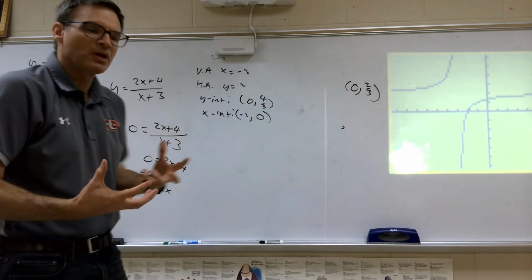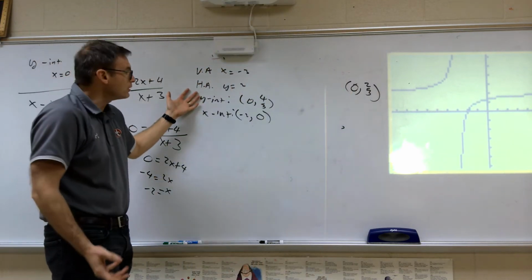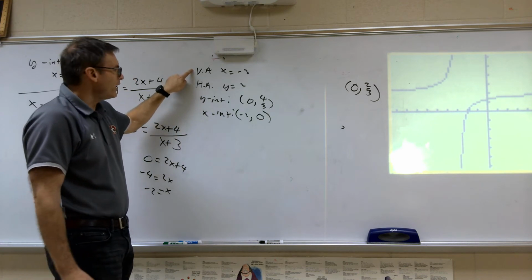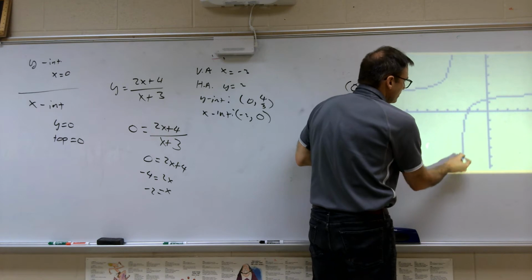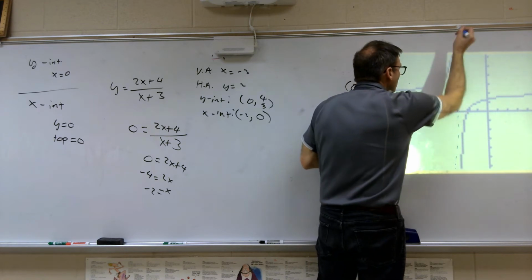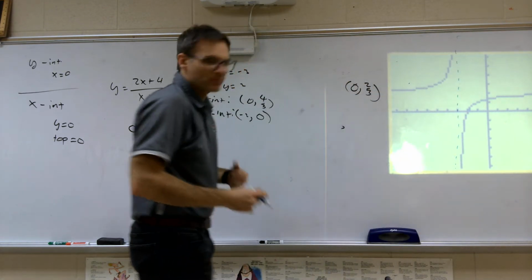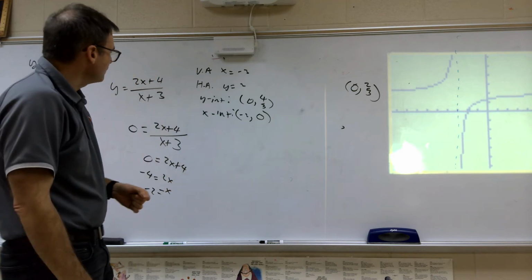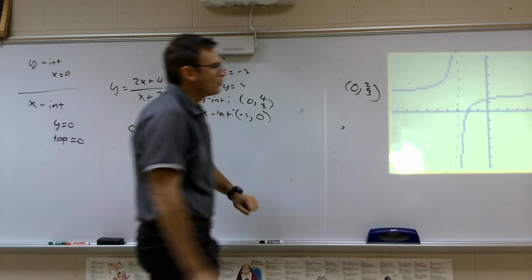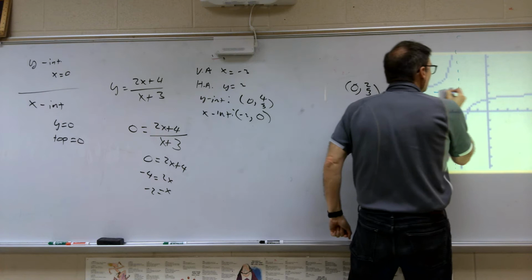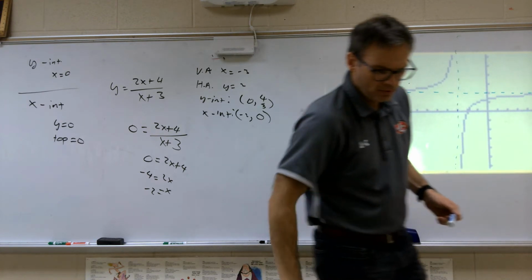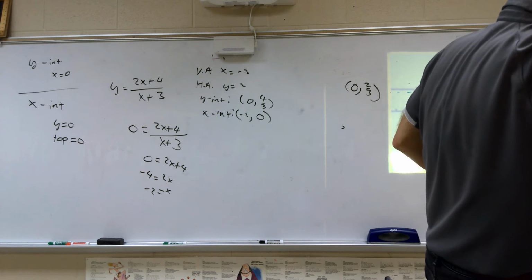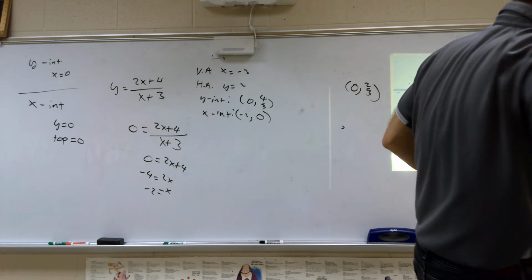And hopefully this picture makes sense with this information. It says we have a vertical asymptote at negative 3. So if I look at this, there's our vertical asymptote at negative 3. It says we have a horizontal asymptote at y equals 2. So if I draw this in, I don't know why I've been dealing with a blurry picture all day. Okay.